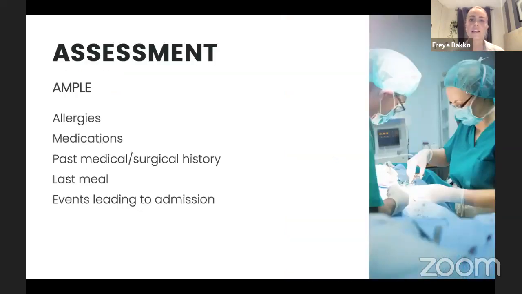So now that he's hemodynamically stable, you can start doing a bit more of a historical assessment. The first thing you should ask is the classic surgical history, which the mnemonic is AMPLE. Allergies, medications, past medical and surgical history, last meal, and events leading to his admission. So this is a really easy rule of thumb for a surgical assessment in an acute setting, and it gets you all the important information for preparing a patient for theatre.